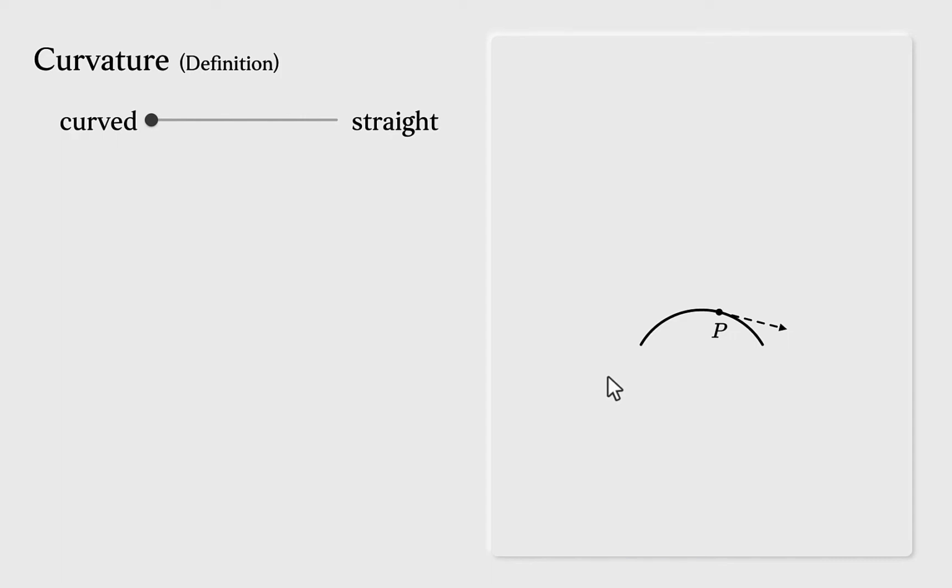We will begin our discussion with curve and curvature. The curvature is a number we assign to each point on a curve. The number can show how curved it is around that point. Here we see a curve, and the slider here can change how curved it is, without changing its length.